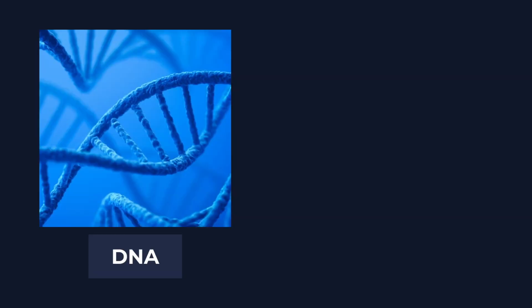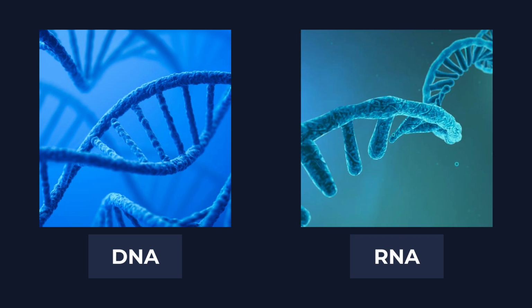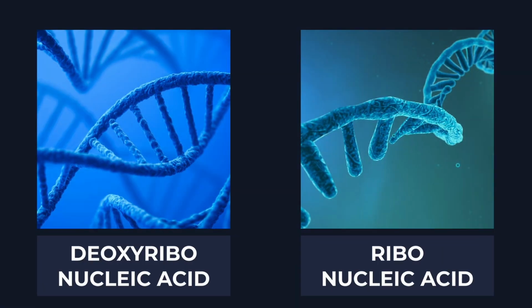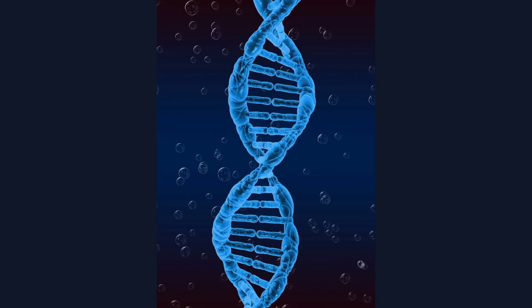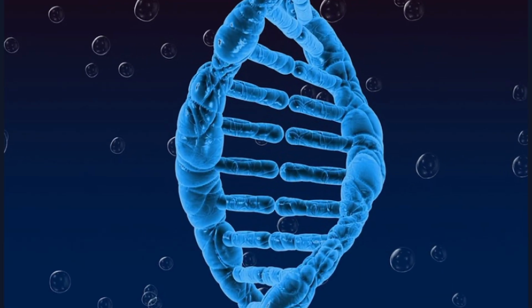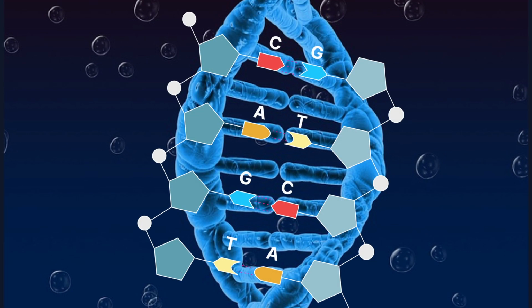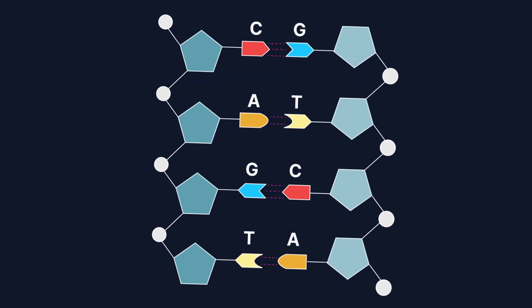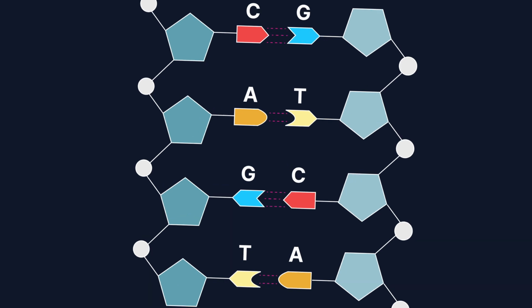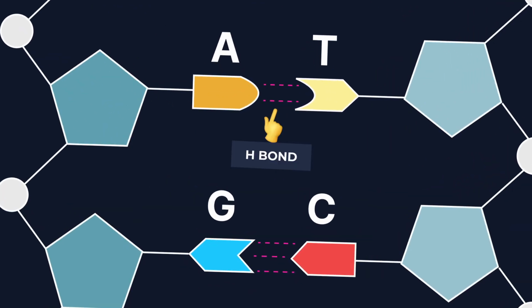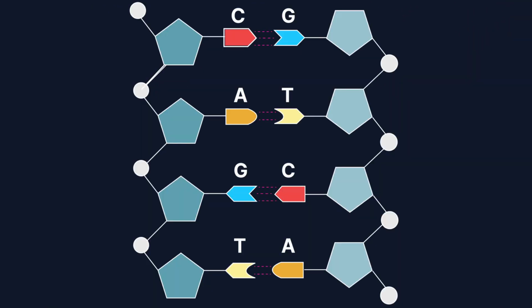Okay, so there are two types of nucleic acids. We have DNA and RNA. DNA stands for deoxyribonucleic acid and RNA stands for ribonucleic acid. This is how DNA looks. And this is the chemical structure of DNA. We will learn about this chemical structure a bit later, but for now you need to know that DNA is made up of two strands, and both of these are held together by hydrogen bonds between the bases.